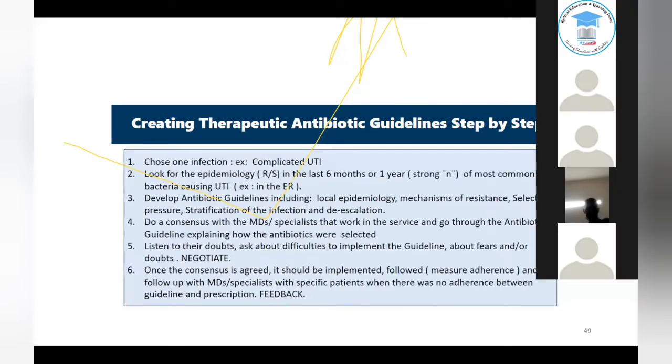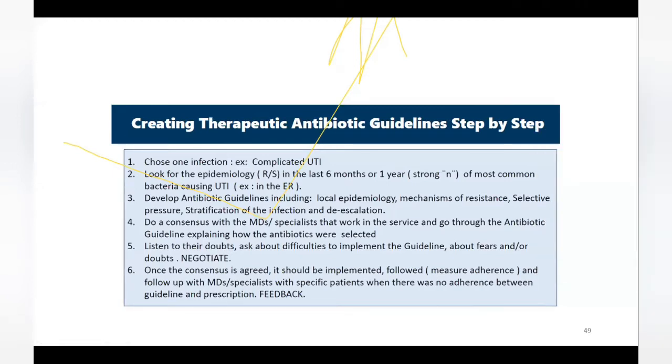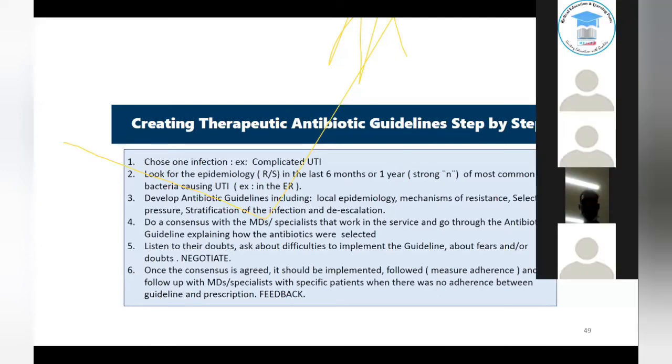Now, creating the therapeutic antibiotic guidelines. Choose one infection at a time. Look for the epidemiology of the last 6 months. Develop the antibiotic guidelines, including the local epidemiology. Do a consensus with the MDs or the specialists that work in the area. Listen to the doubts, ask about difficulties, and once the consensus is agreed, it should be implemented and followed up with the MDs or the specialists with the specific patients, and feedback should be taken for the same.